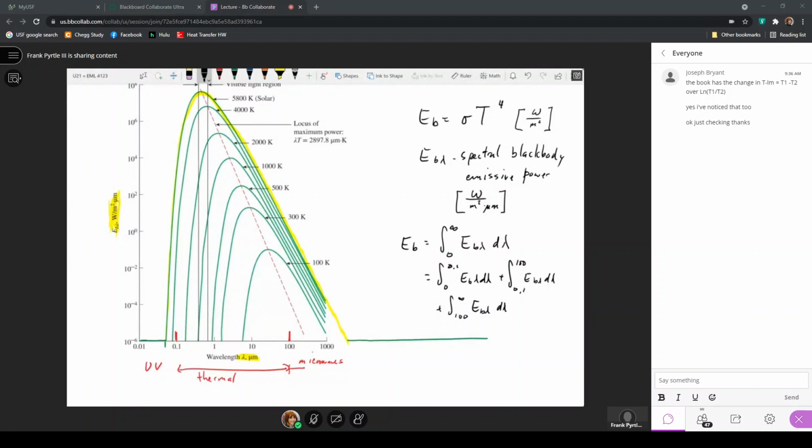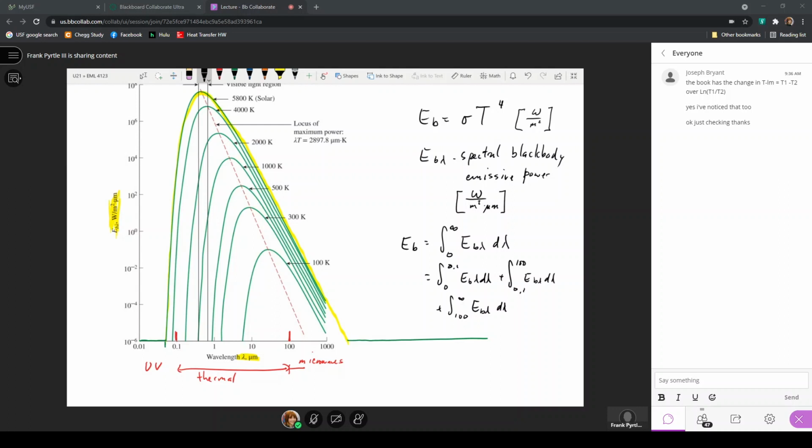If we start at 0, this would include X-rays, gamma rays, cosmic rays. But E sub B lambda from 0 to 0.1 would be exactly 0. So this would be the integral of 0 d lambda, which would just be 0. Out past 100 microns, if we're considering the spectral black body emissive power for the calculation of thermal radiation, we would consider from 100 to infinity to also be 0. So we're only considering the thermal radiation range, 0.1 to 100 microns.